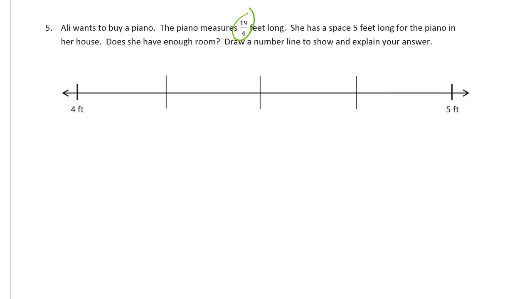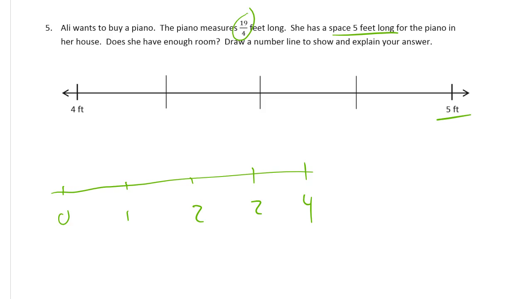They already drew the number line, but they started at 4 and ended it at 5 because it's going to have to be less than 5 feet because she only has a space that's 5 feet long. So let's think about the whole numbers, right? If we had 0, 1, 2, and maybe you already know where to start and everything. You don't need to do this. That's fine if you don't. But you're still going to have to label the fractions. So we're talking in fourths now, right?